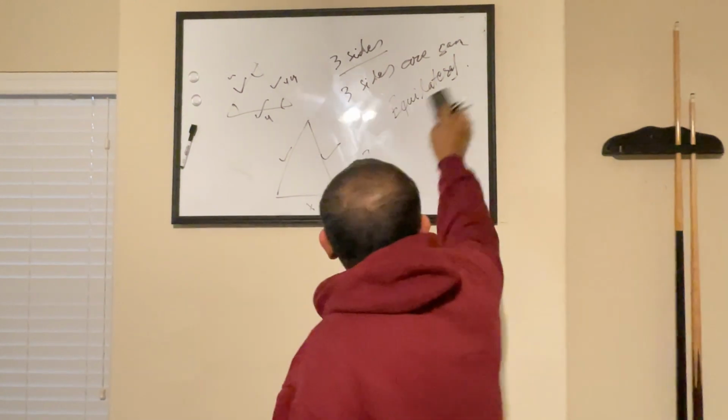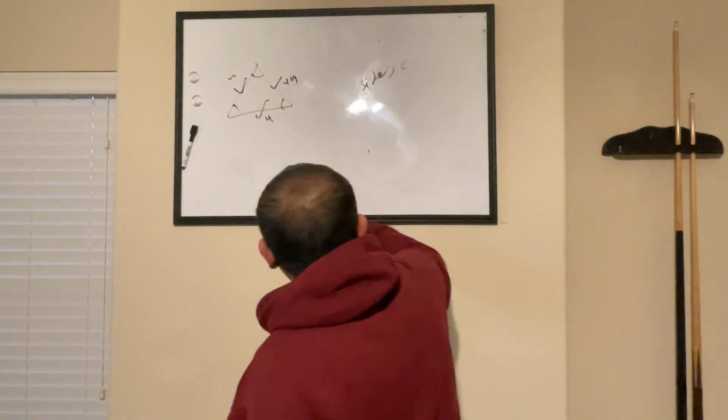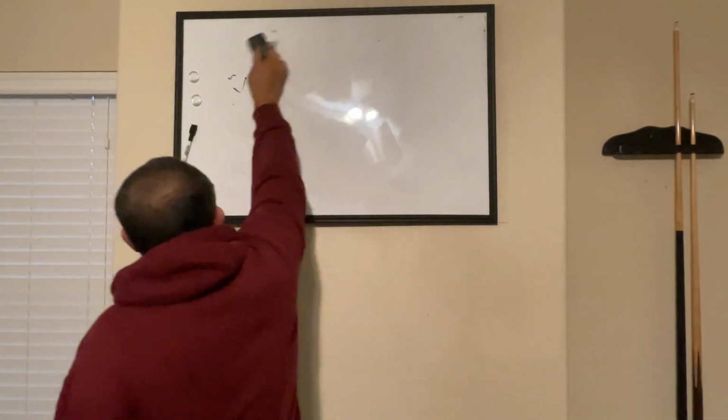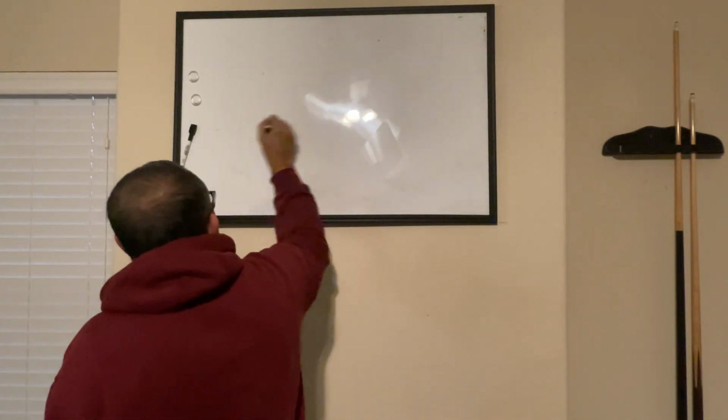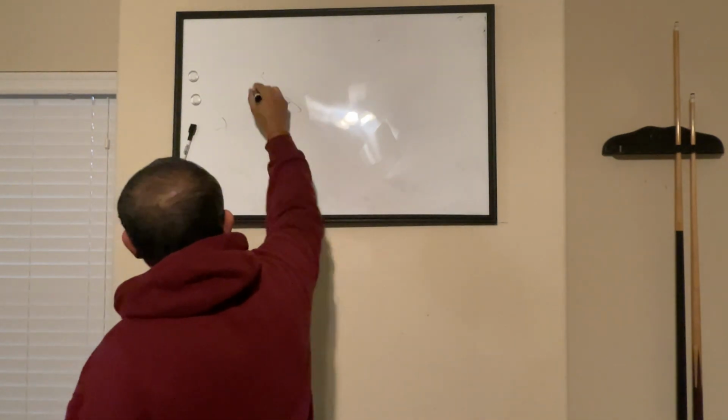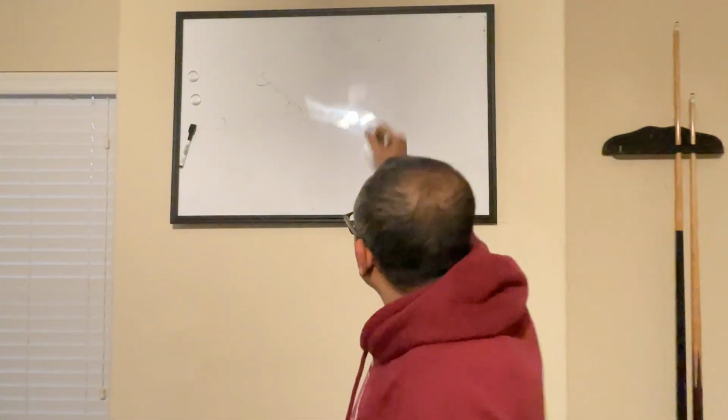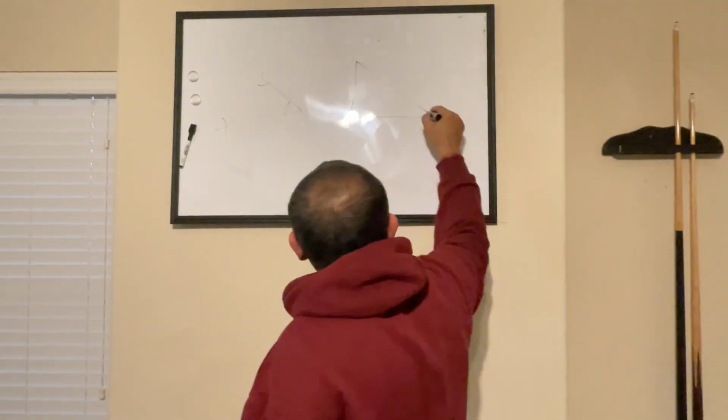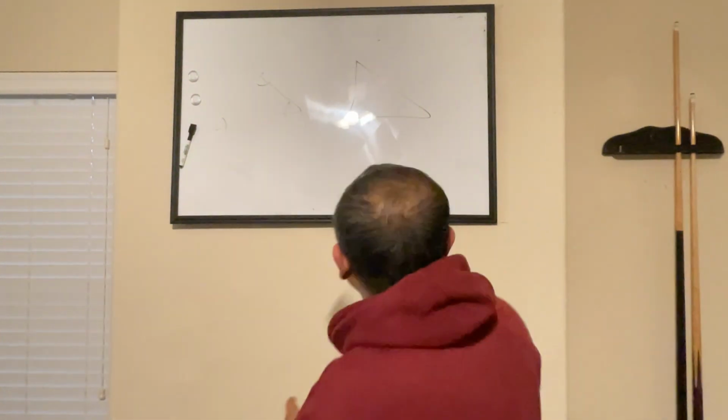Now, if you look at angles, there are 3 angles. Based on the angles, you can also classify them. Okay. Let's look at the angles first.